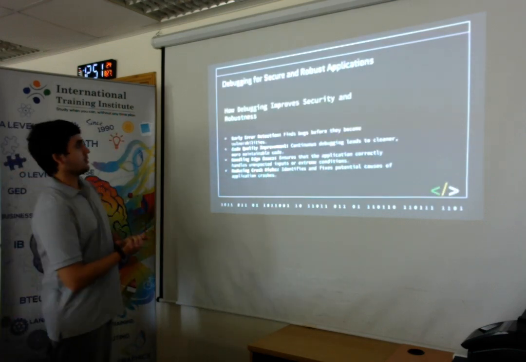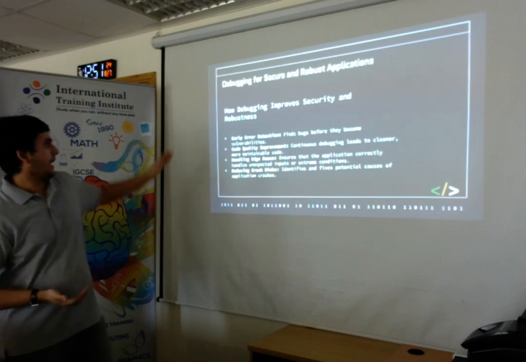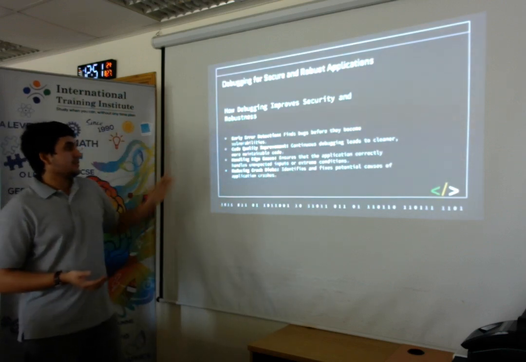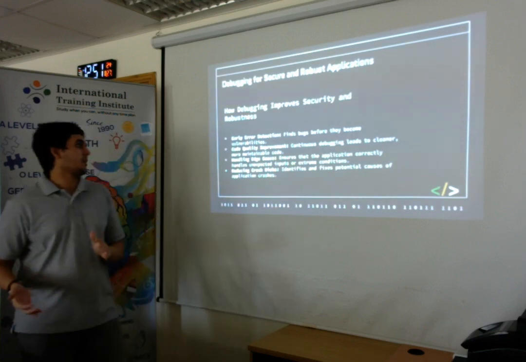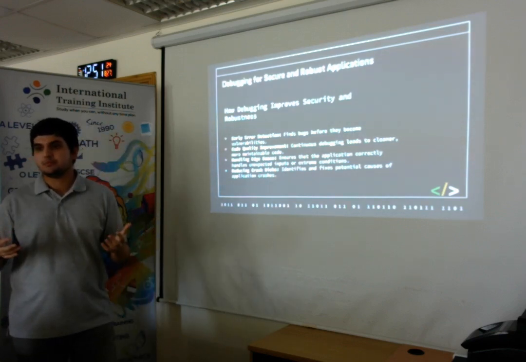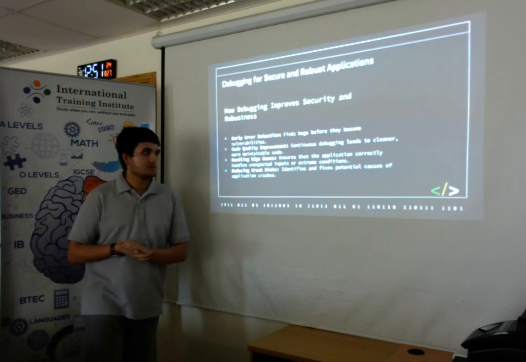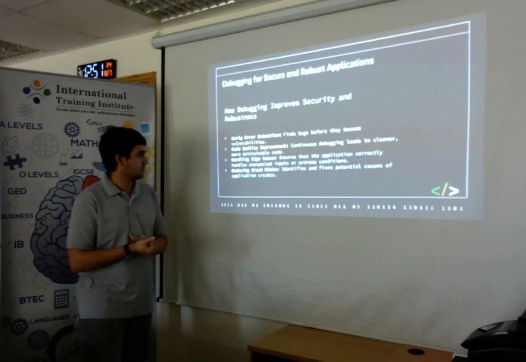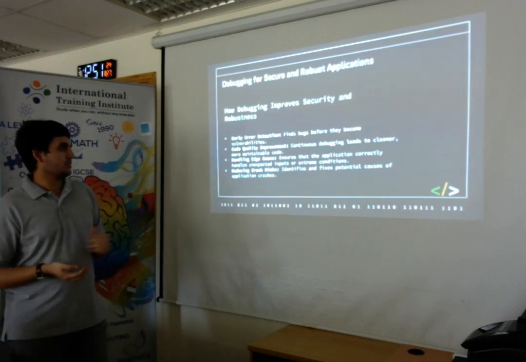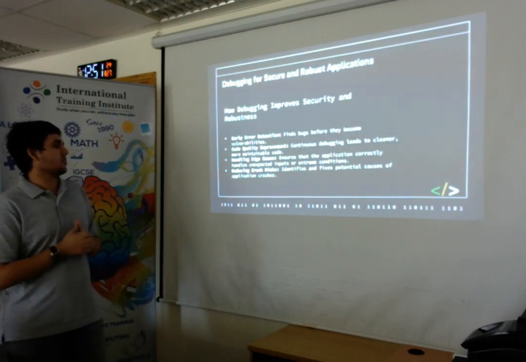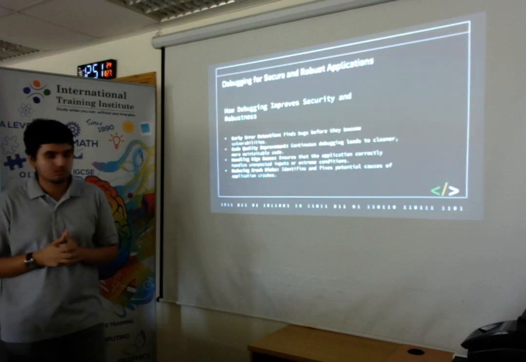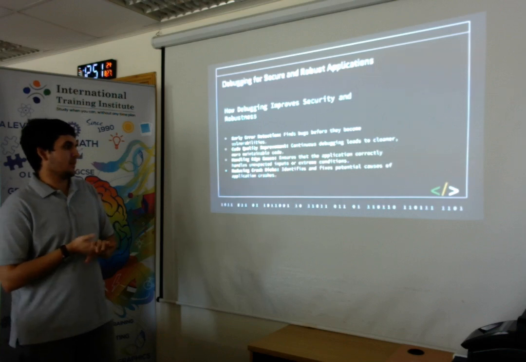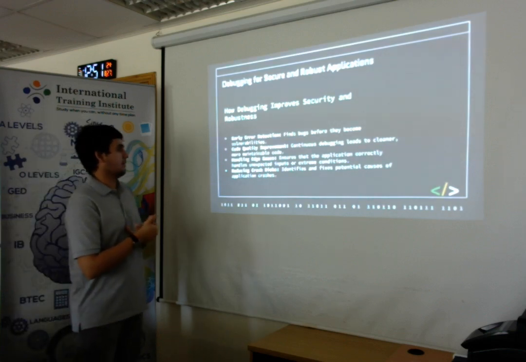So, debugging for secure and robust applications. How debugging improves security and robustness. It gives us early error detection, finding bugs before they become vulnerabilities and a bigger problem. Code quality improvement: continuous debugging leads to cleaner and more maintainable code. Handling edge cases ensures that the application correctly handles unexpected inputs or extreme conditions. And reducing crash risks, which identifies and fixes potential causes of application crashes.